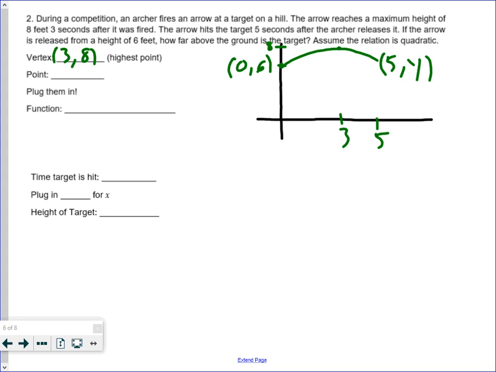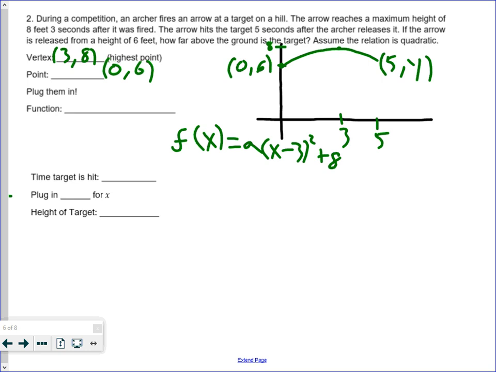So to figure this out, we're going to do the same thing. We need the function. That's the very first thing we need. So we need the vertex, we need the point, and if we're looking at the graph, we see our other point is (0, 6), right? It's the only other point of the graph that we have, so that's what we're going to use. So let's go ahead and plug both these points into the vertex form of the equation. So we have f(x) equals a multiplied by (x minus h), which is 3, squared plus 8, right?